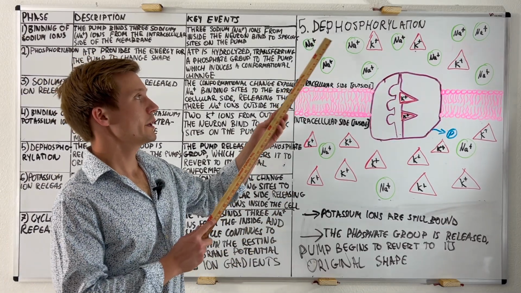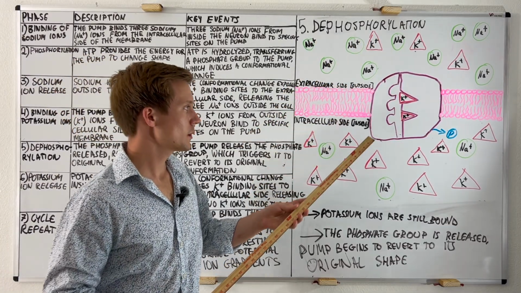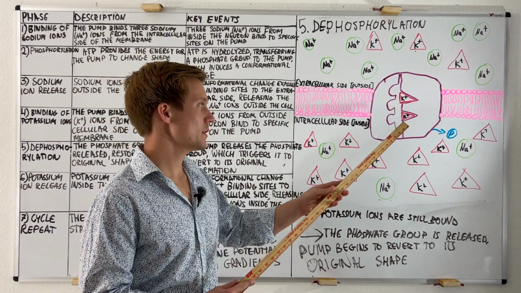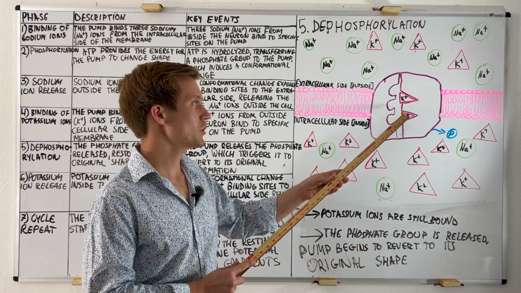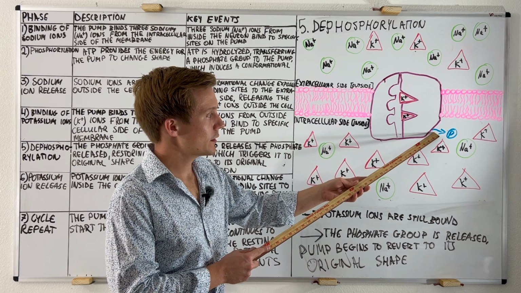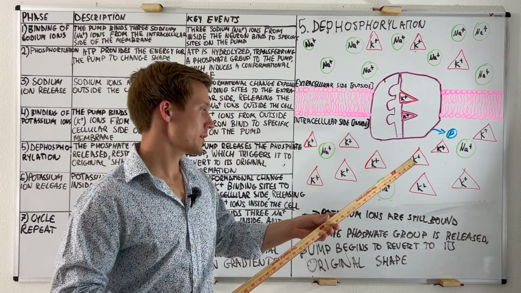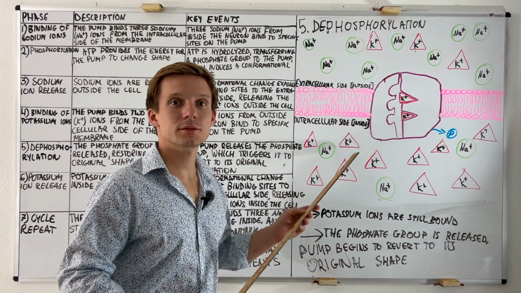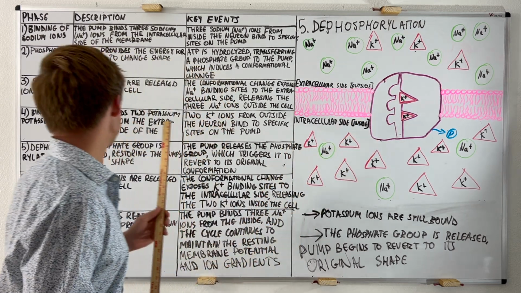Number 5, we have dephosphorylation. So as you guys can see here, the pump is now in its closed position with the 2 potassium ions still bound inside, and the phosphate group is now being released, which is what caused the pump to begin to revert back to its original shape.